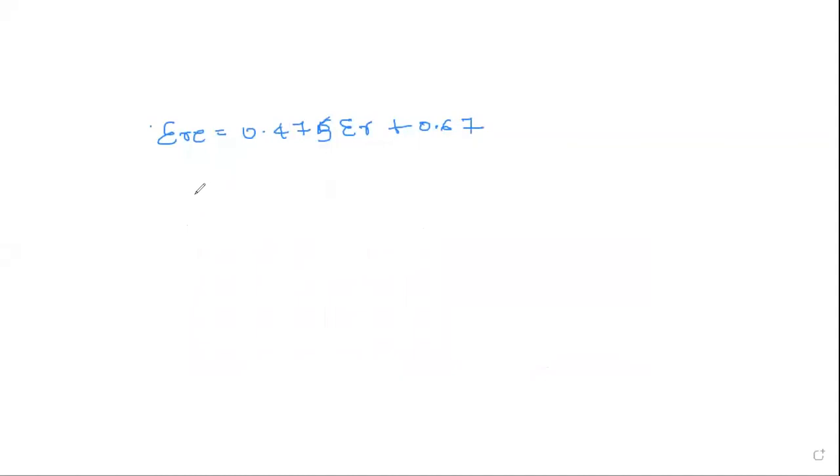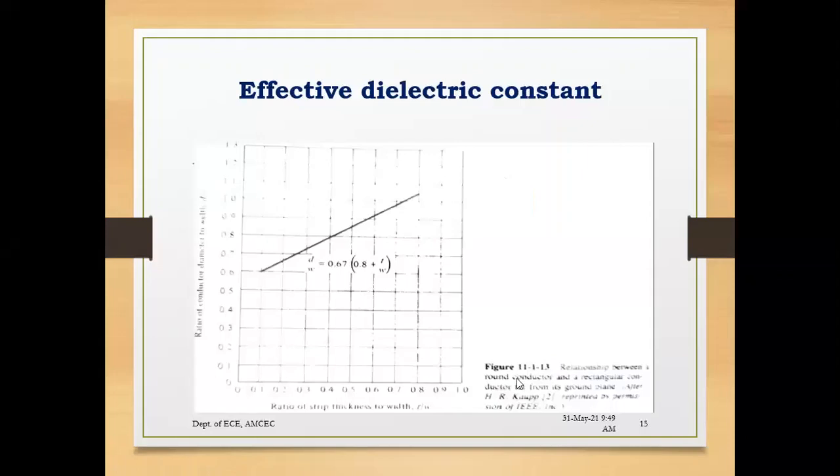Similarly, you have a distance d, which is given by the equation 0.67 w into 0.8 plus t by w. Again, this is one more equation with respect to distance. With respect to the thickness, there is one more graph which defines the distance for this particular equation. So d by w is 0.67 into 0.8 plus t by w. Here, t by w is the ratio of strip thickness to width.